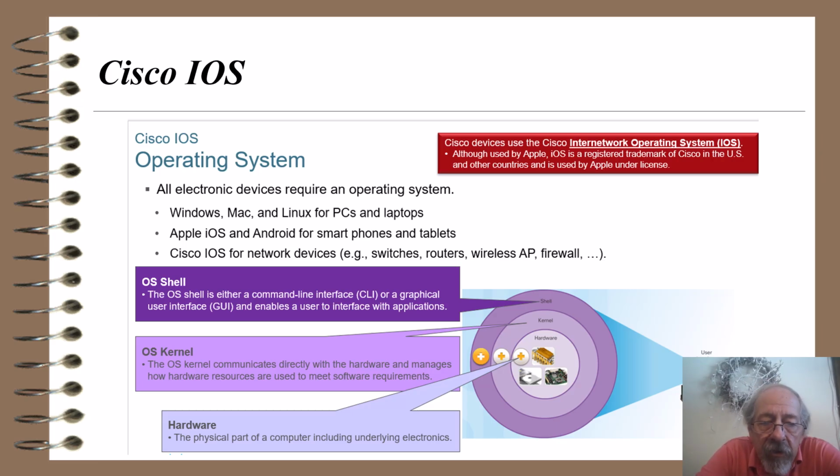Inside that OS shell is an OS kernel. The OS kernel communicates directly with the hardware and manages how hardware resources are used to meet software requirements. Then finally, the innermost circle of this diagram is the hardware. That's the physical part of a computer, including underlying electronics.